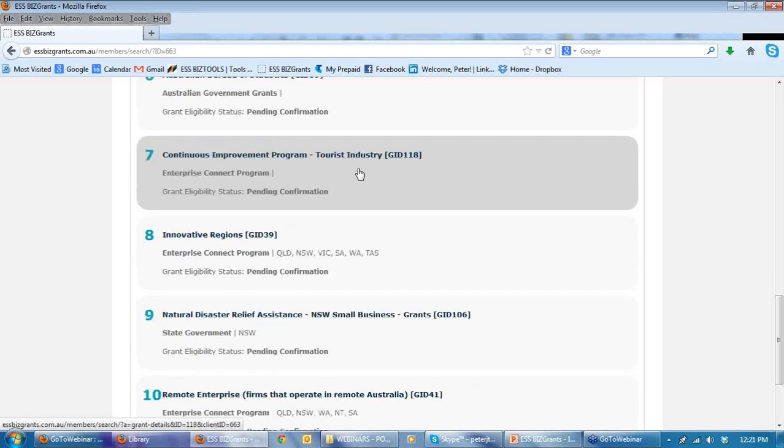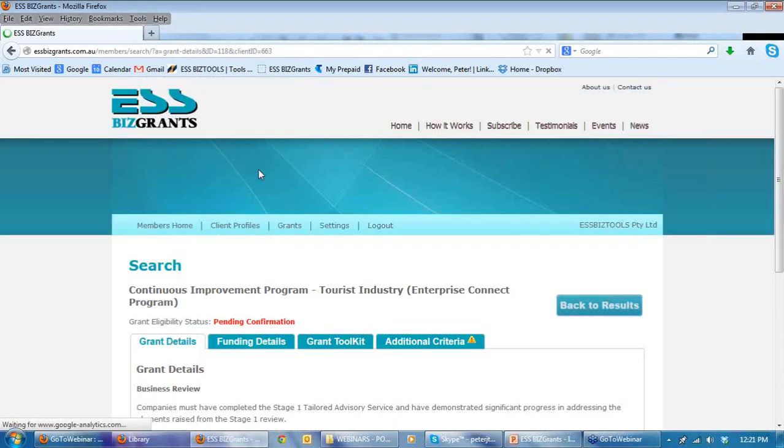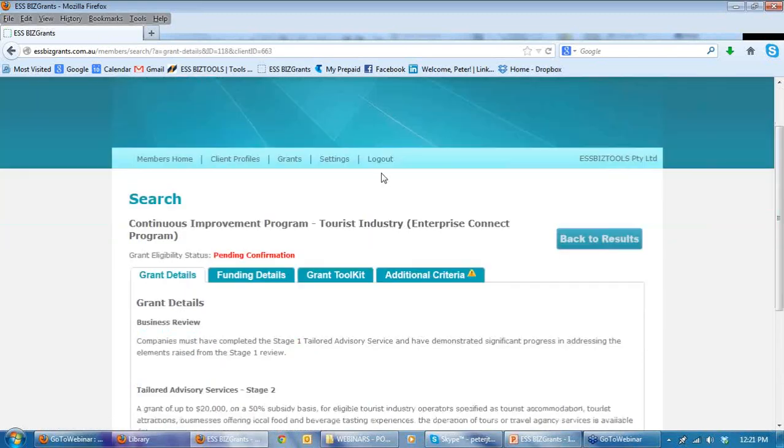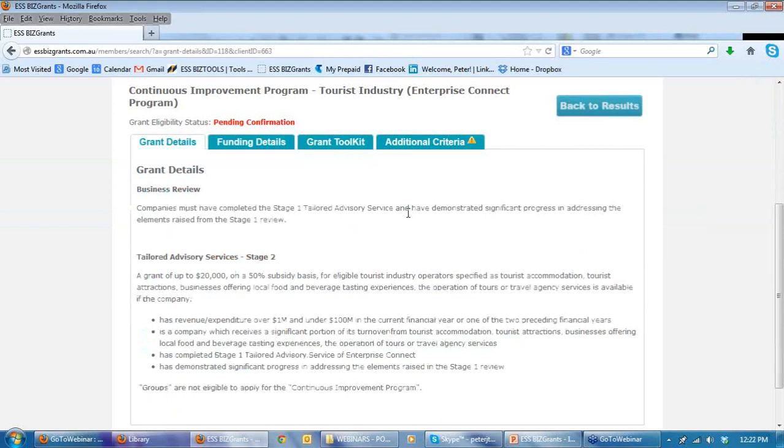Continuous improvement program is part of Enterprise Connect. When you go into that, it asks the question, and we might go into this so you can see what happens. So I've clicked onto this program. Under grant details, you can read about the grant. A business that's in Enterprise Connect's continuous improvement program can obtain a $20,000 grant on a 50% basis, literally to do anything that will improve the business's performance.